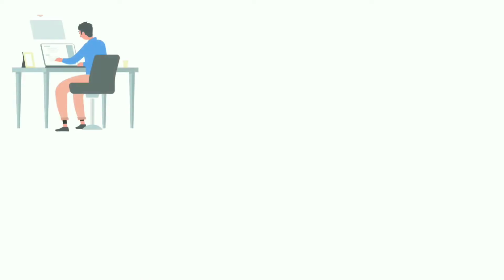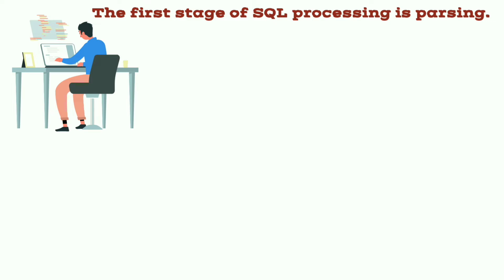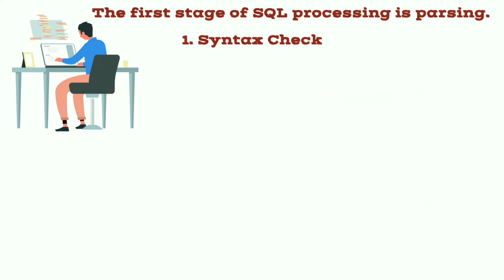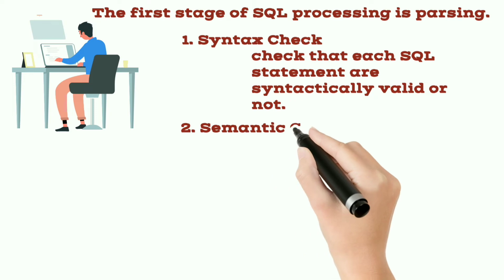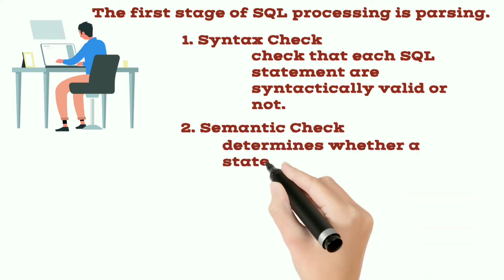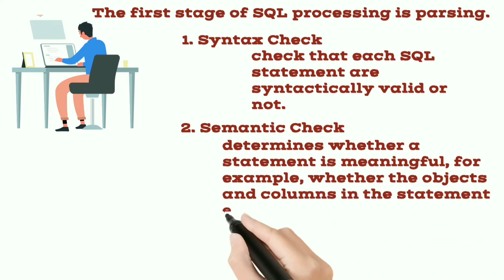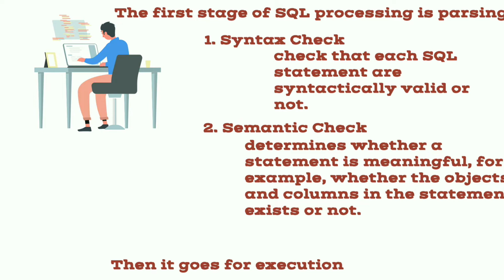Every time we execute the query, the first stage of SQL processing is parsing. During the parse call, the database performs the following checks. First is syntax check. It checks whether each SQL statement is syntactically valid or not. Second is semantic check. It determines whether a statement is meaningful, for example, whether the objects and columns in the statement exist or not. Then, finally it goes for execution.